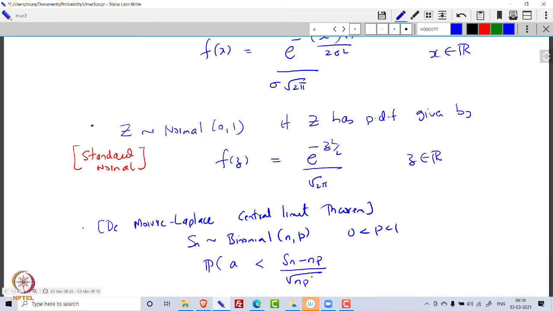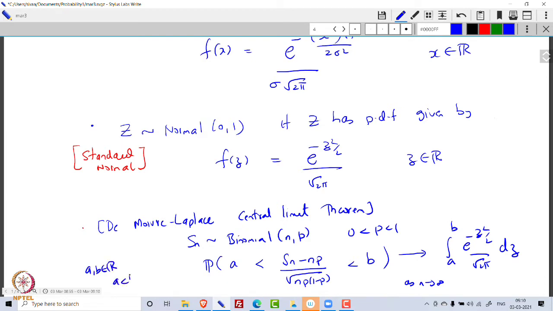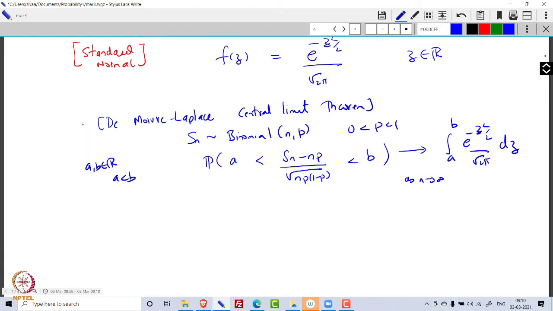The probabilities of Sn being between a and b, scaled by the standard deviation and centered around the mean, will converge to the integral from a to b of e to the minus z squared by 2 over root 2 pi dz as n goes to infinity. This is for a and b in R, with a less than b. And that was the motivation for starting to study the central limit theorem.